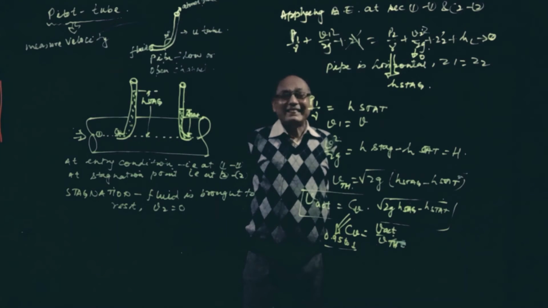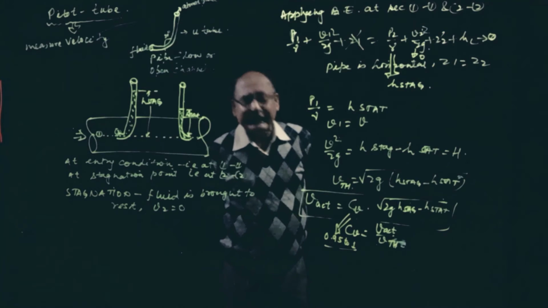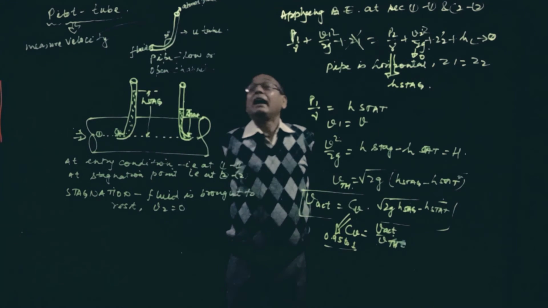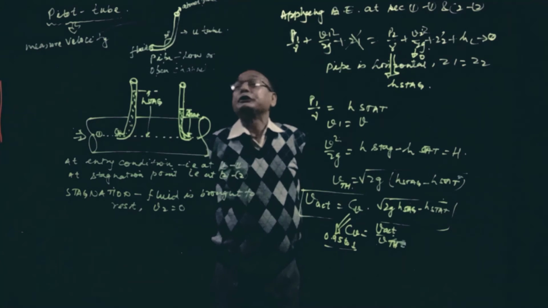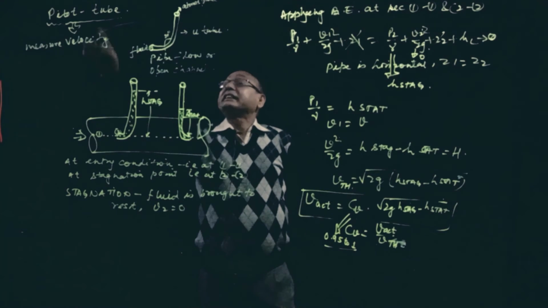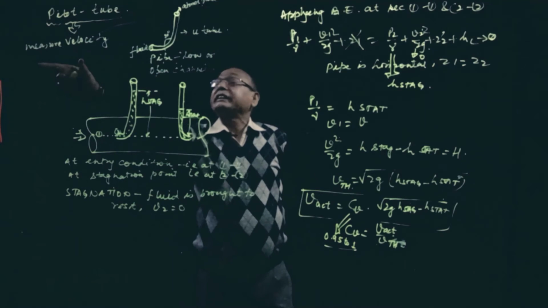This value is also great, and it is used in pipe flow as well as open channel flow. One end is immersed into the fluid in which it is flowing, and another end is left to atmosphere, and the pipe is very simple. It is bent at 90 degree, and the application of that Pitot tube is to measure the velocity.